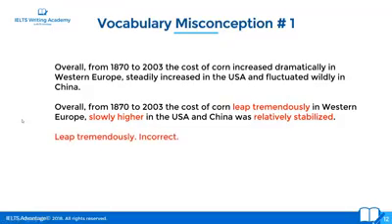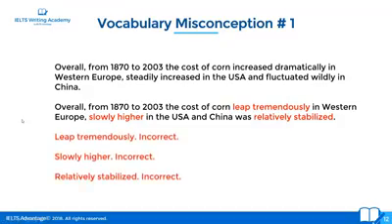If you look at them though, all of them are incorrect, all right? Leap tremendously doesn't really mean anything. Slowly higher, it doesn't. Relatively stabilized is totally inappropriate. So you need to be aware of what you're doing and not just throw in some words that you think are correct or some teacher has told you are correct or you've learned from some list without thinking about them.